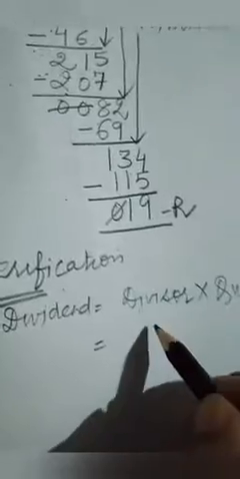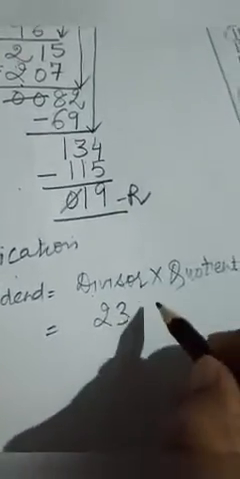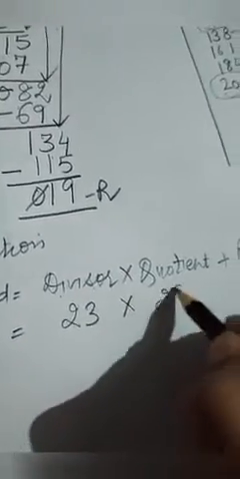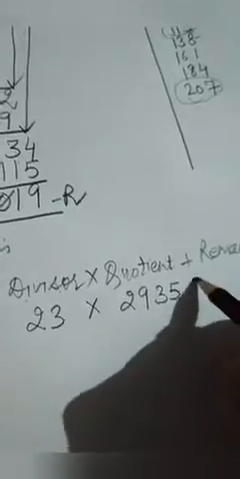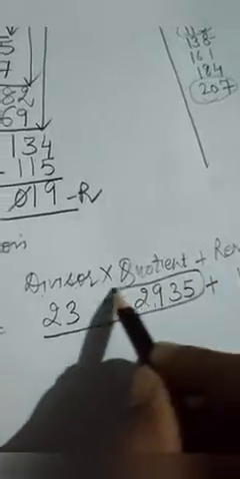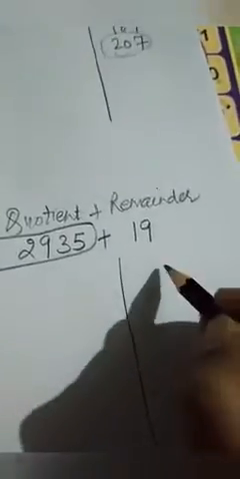Divisor is 23 and quotient is 2935 and the remainder is 19. Now firstly we will do the multiplication. In the rough work we will do this.